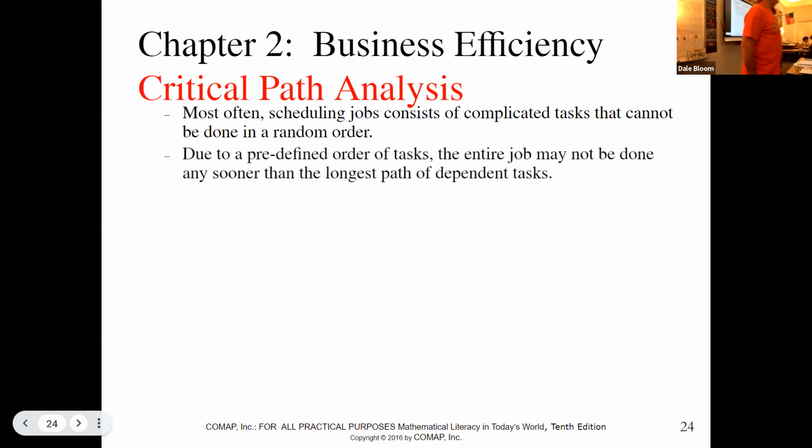So when we have a predefined order of tasks that have to be done in a certain order, the entire job is not going to be done any sooner than the path of dependent tasks. In the digraph, the arrows indicate dependency, how a task is related to the task that preceded it. Your project is not going to get done until the longest path in that digraph has been completed. The longest path in those dependent tasks, that's what we call the critical path.